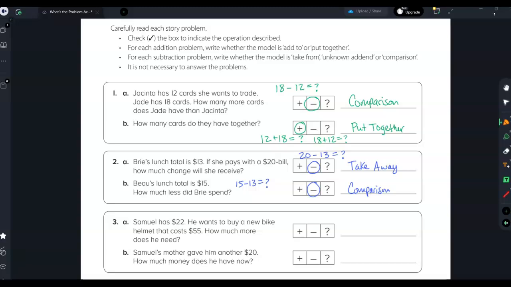And in terms of which one it is, is this an unknown addend or is this a put together? It depends on if I know the whole or not. We're saying that the two parts would be the part of the money that he has and the part of the money he doesn't have. And then the whole would be the total cost of this bike helmet he wants to buy. Well, I actually do know that total cost. That's 55. So since I know the whole, I don't know one of the parts, right? I know the whole and I know the part he has. I don't know the other part. So this is a missing addend or unknown addend.